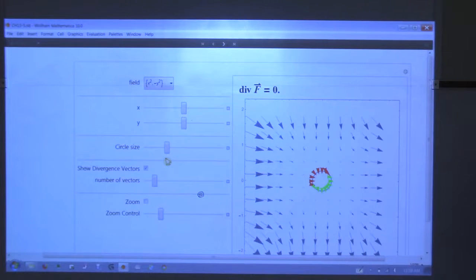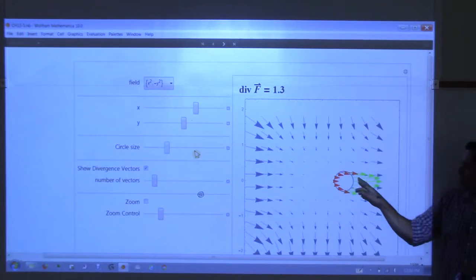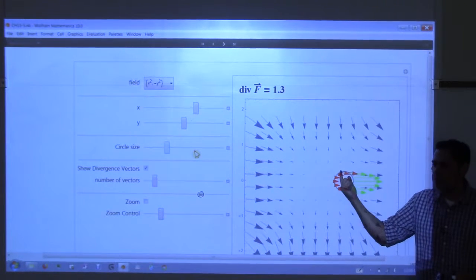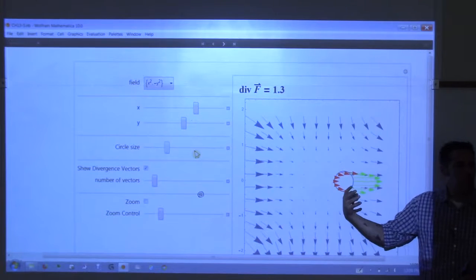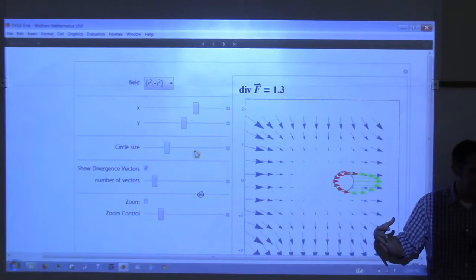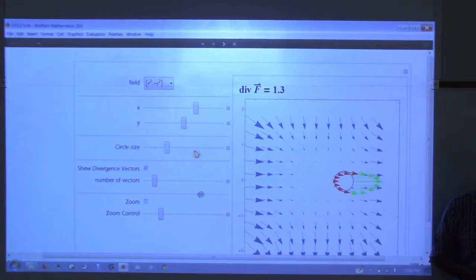Okay, so now let's start moving. We have positive div, and you can see it, right? You can see that the vectors on the right side of this circle are longer than the ones on the left. So there might be an equal number of vectors going in and an equal number of vectors coming out, but it's the length of the vectors. The green is overpowering the red here.